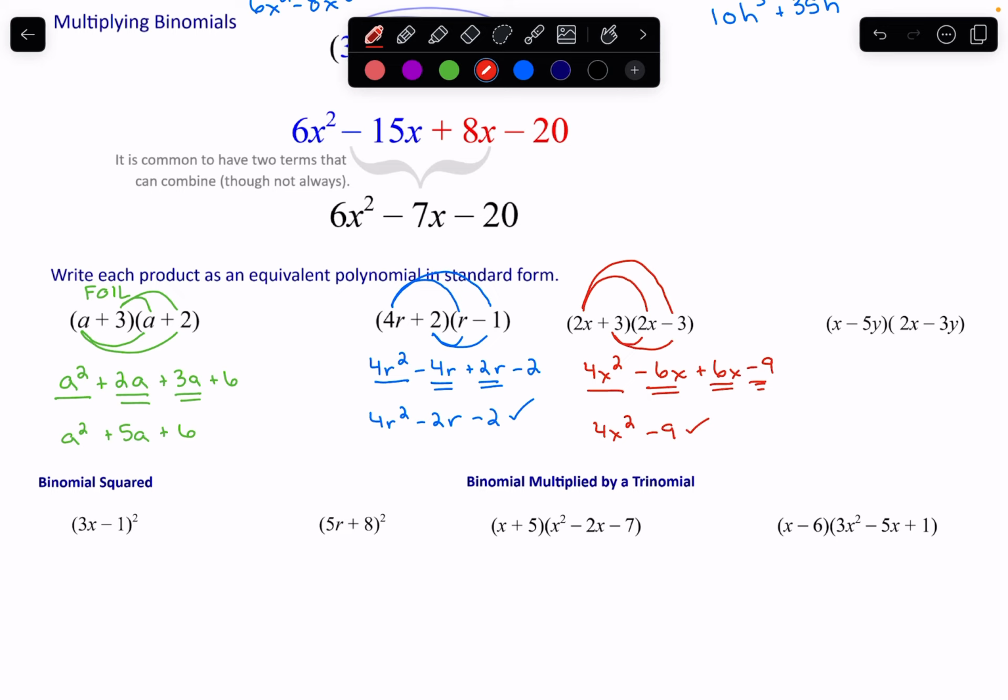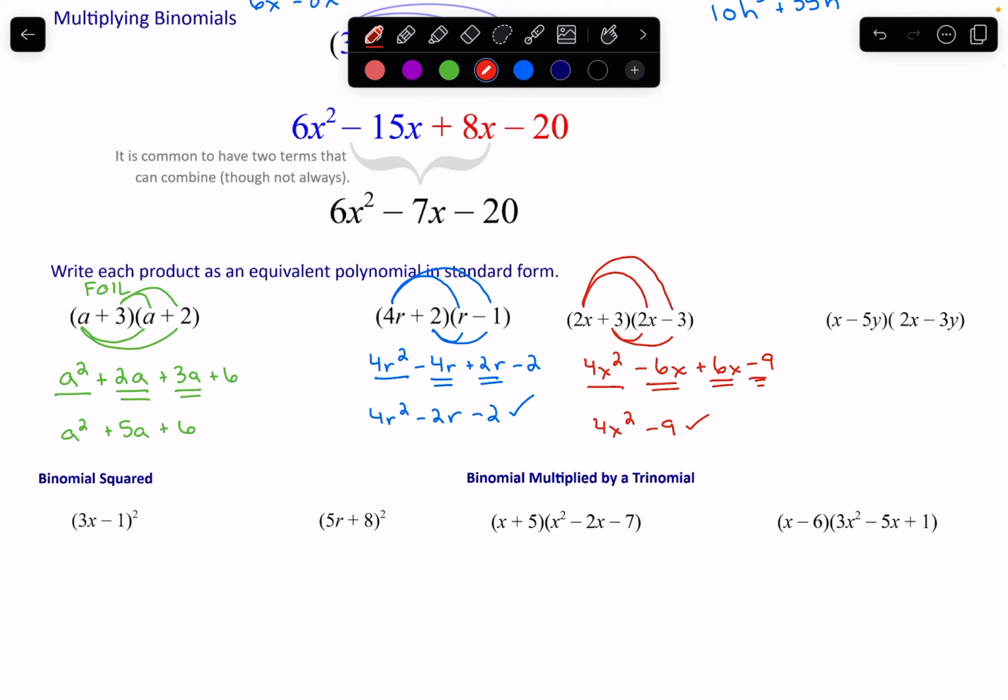Okay. Fourth one. x times 2x is 2x squared. x times negative 3y is negative 3xy. I like to put the letters, it doesn't matter if I do negative 3yx or negative 3xy, but I like going in alphabetical order. Then I do negative 5y times 2x, so that's negative 10xy.